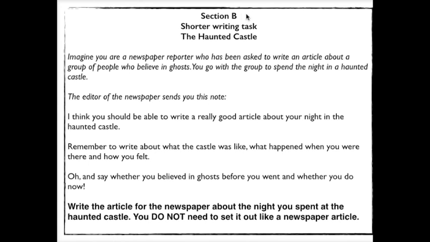An example of a section B shorter writing task. We have the heading again, the haunted castle, and then we have the context. Imagine you are a newspaper reporter who has been asked to write an article about a group of people who believe in ghosts. You go with the group to spend a night in a haunted castle. The editor of the newspaper sends you this note.